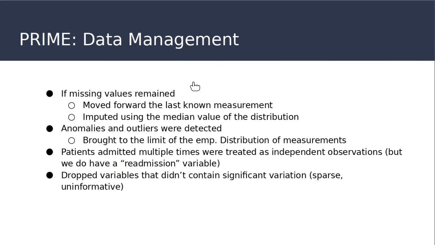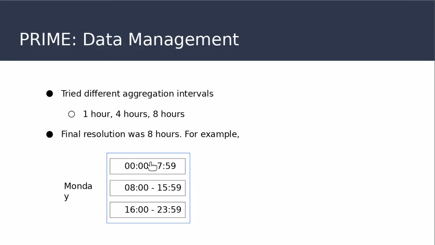And before that, of course, we had to deal with a lot of missing values. What we did here, we followed the literature that Christian shared with us. For example, we moved forward the last known measurements. If we had an observation about, say, the blood pressure of a patient from 12 to 8 in the morning, but somehow we didn't get a data point for the next shift, we just moved forward the previous one.